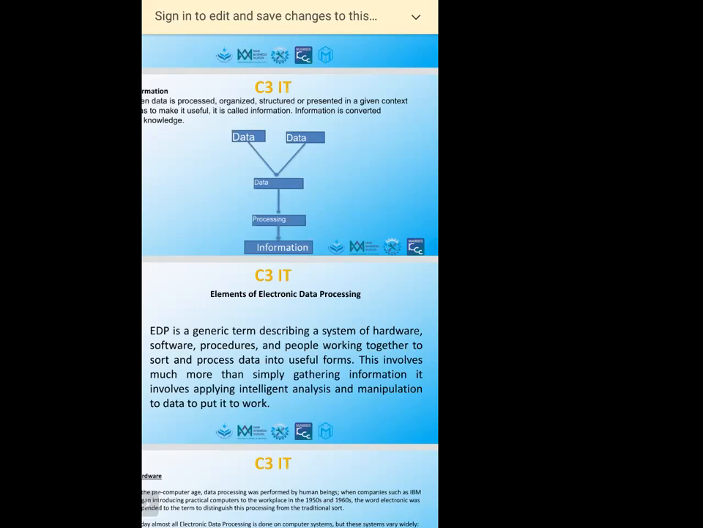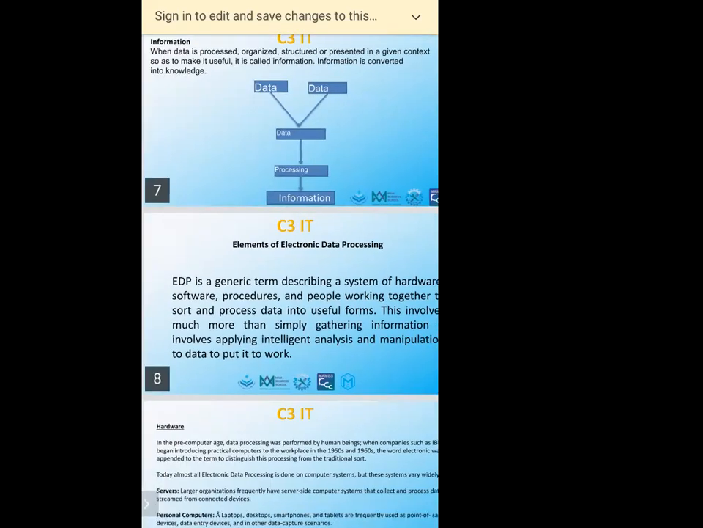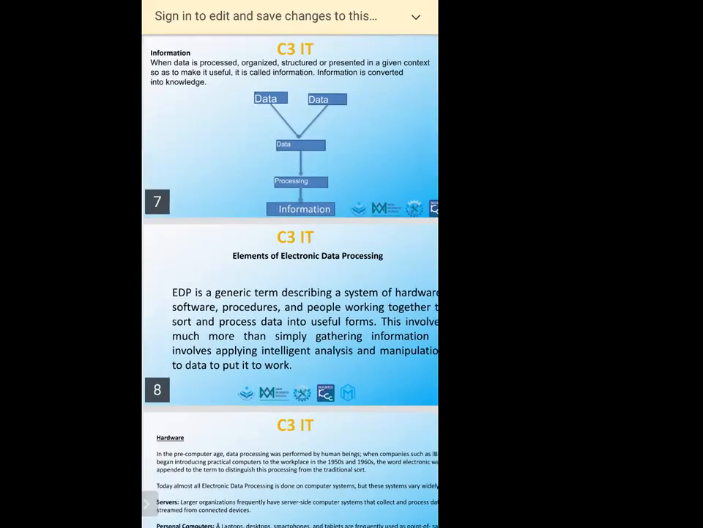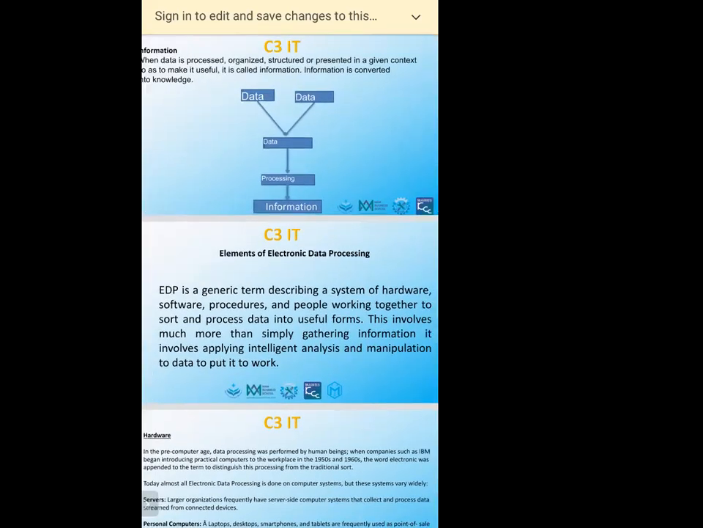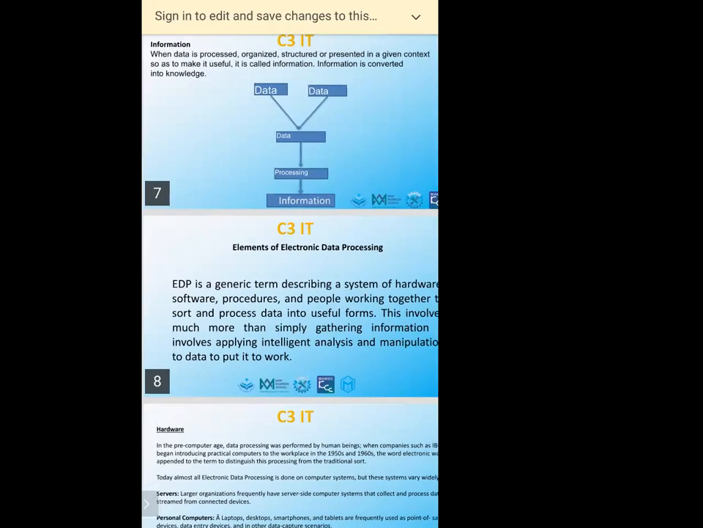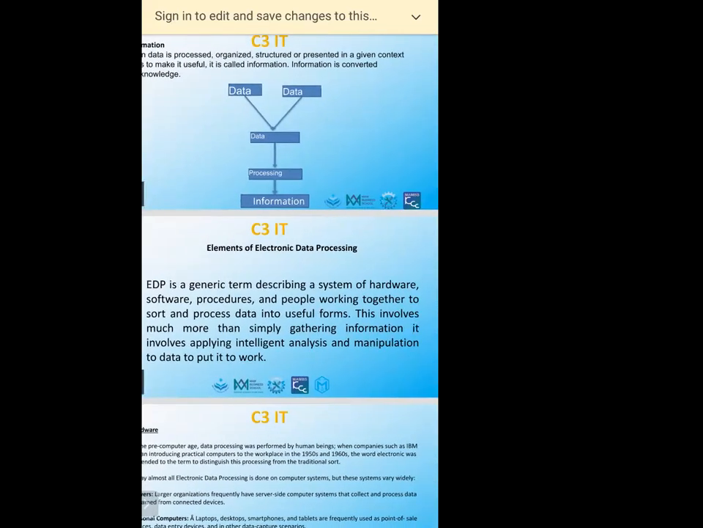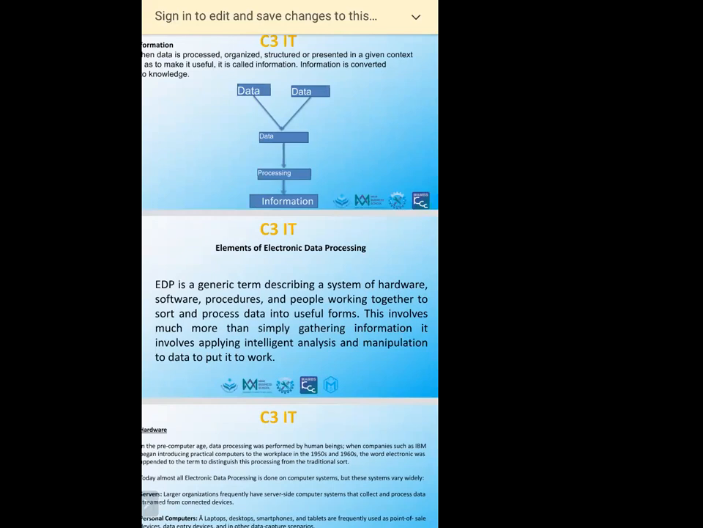That's why we are going to process the data by electronics. That's why EDP. EDP is a general term describing a system of hardware, software, procedures, and people working together to sort and process the data in a useful form. What is the full form of EDP? Electronic data processing.